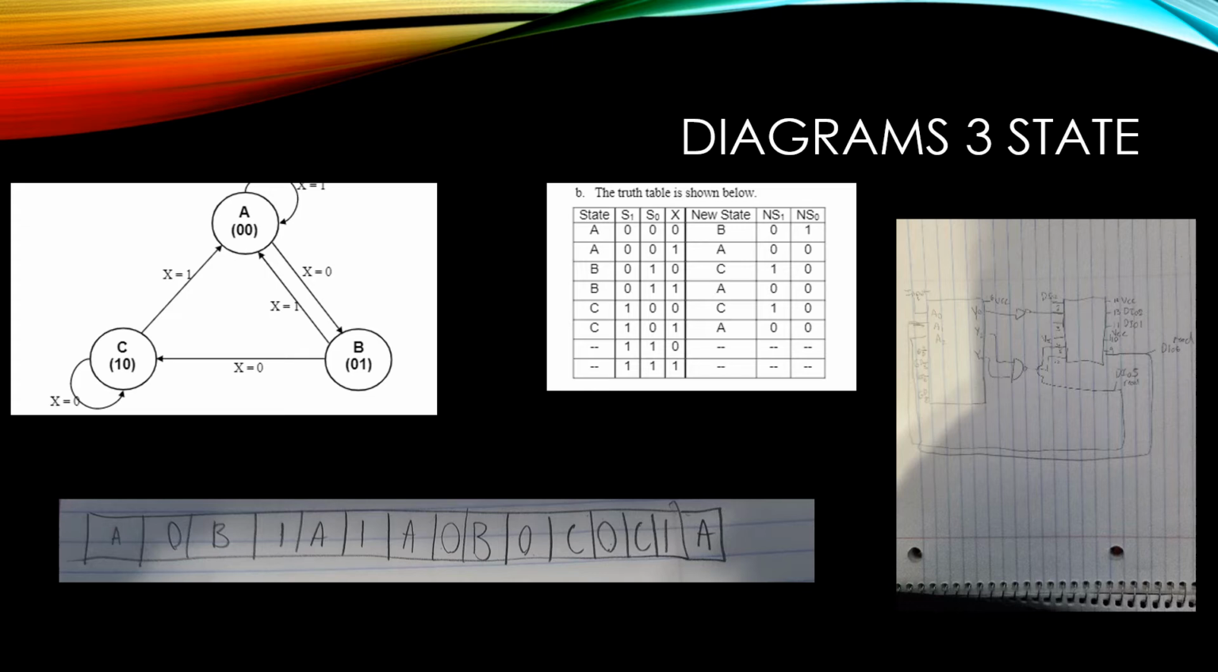And I said that it would go from state A with that input of 0 to state B, and with an input of 1 then it would go to state A again, and then with an input of 1 go to A again, and then with a 0 it would go back to B, another 0 would go to C, a 0 after that would go to C again, and a 1 would bring it back to A.